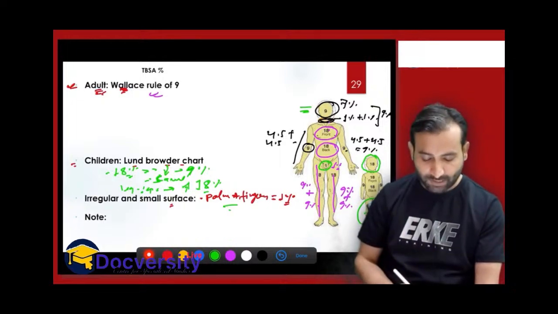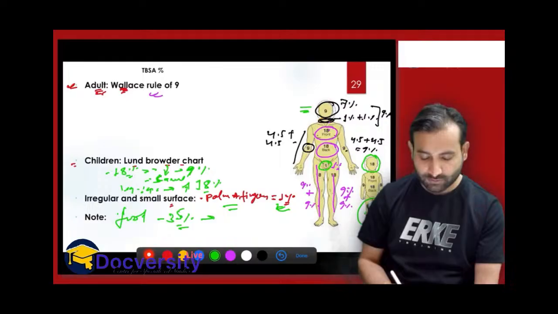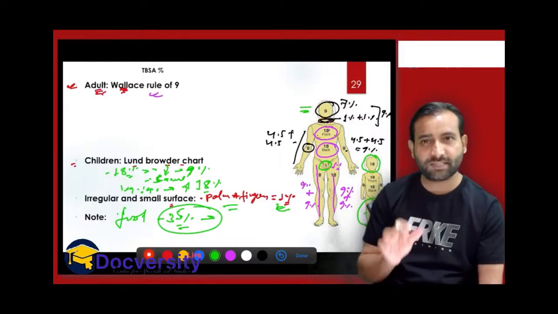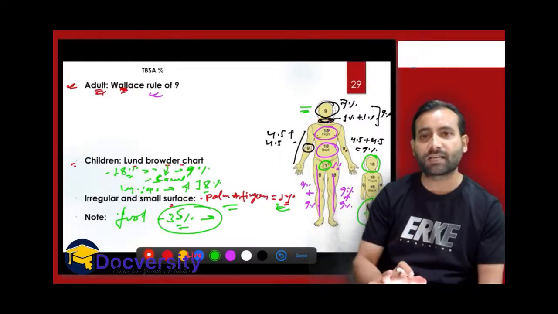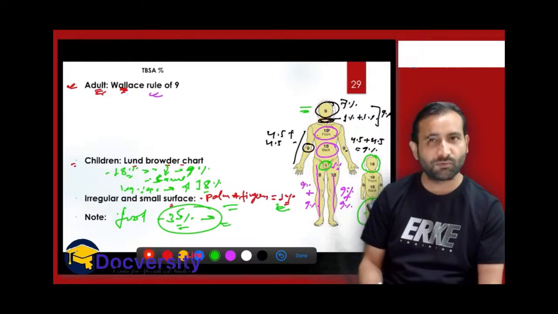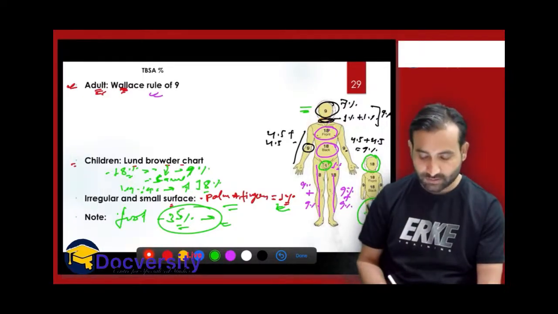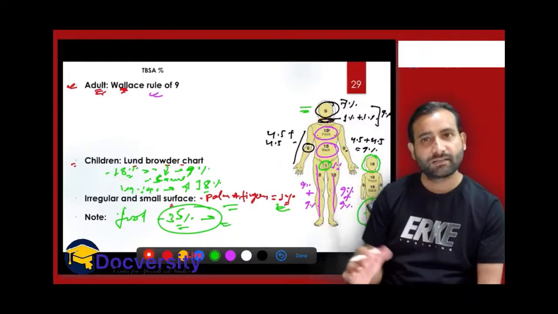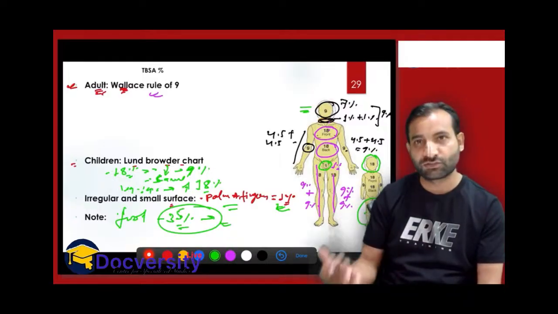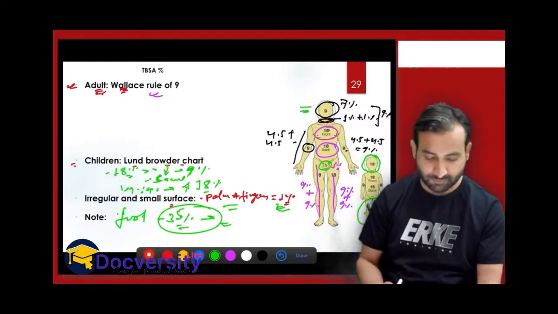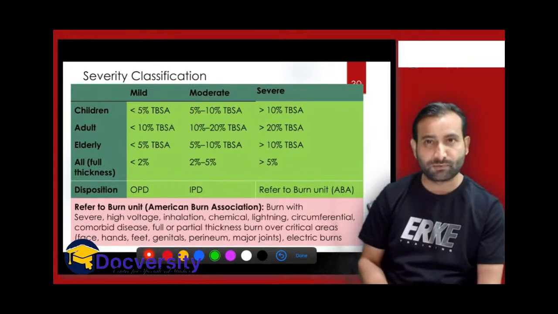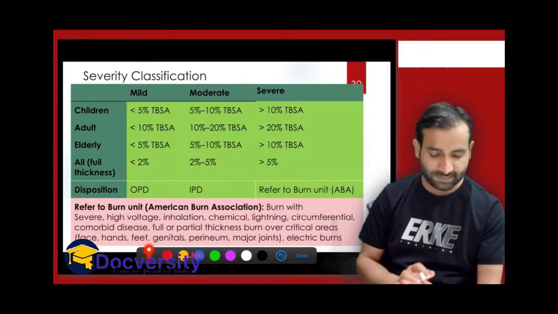Another point, we have the palm and finger, we said 1% already, right? Another point, the foot measures about 3.5%, and this foot percentage of 3.5% remains constant. It does not change, hope you understand, right? It does not change in the adult or in the children. It always remains constant. So remember, these are the percentage calculations. They will ask you questions from this percentage.